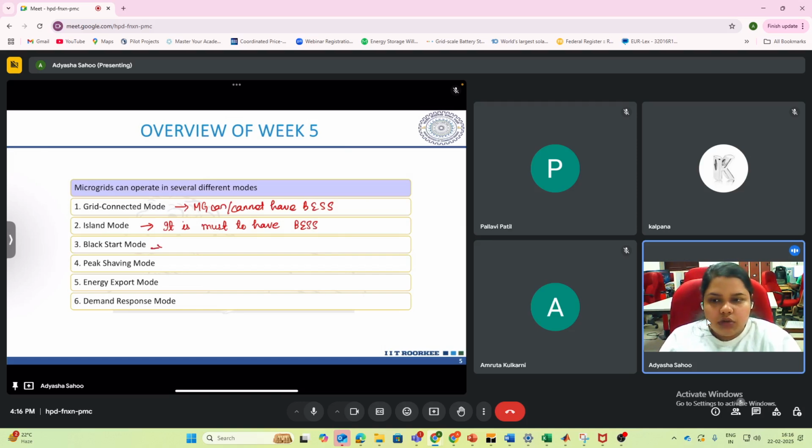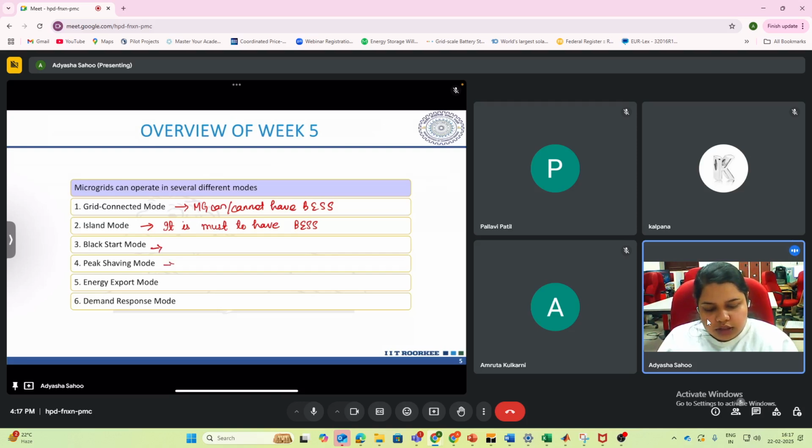Then the black start mode is basically when, let's say, the microgrid can sense that there is a fault in the main grid. So what it can do, sometimes we do what is called intentional islanding. So it can island itself from the faulty part of the grid and it can supply its load locally. And when the fault has been removed from the main grid, it will also support the operation of the main grid restoration. So that is the black start mode.